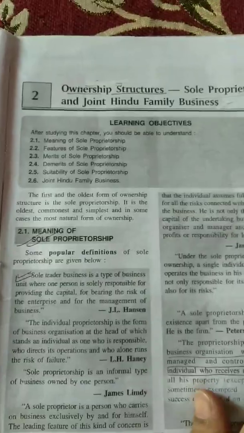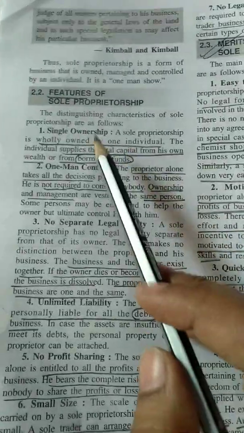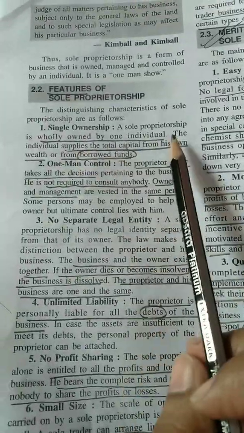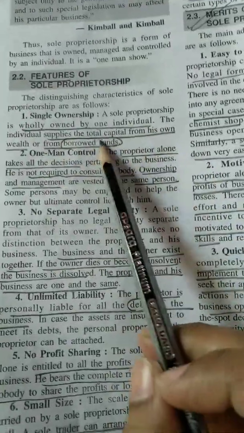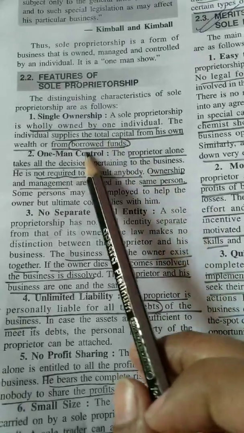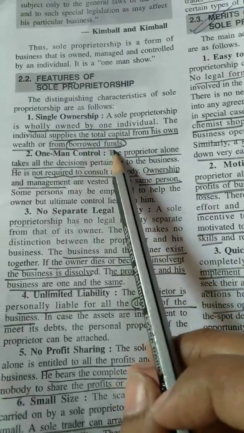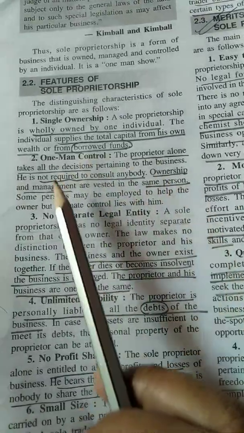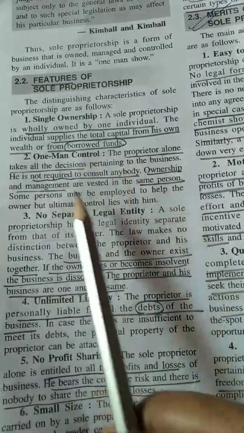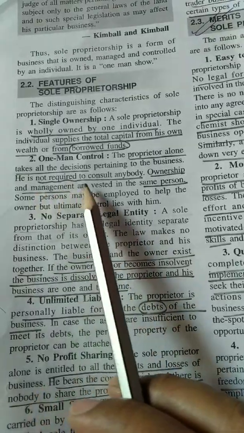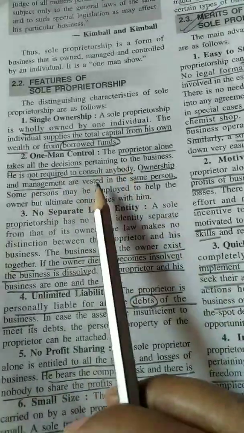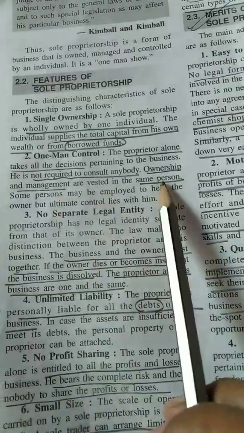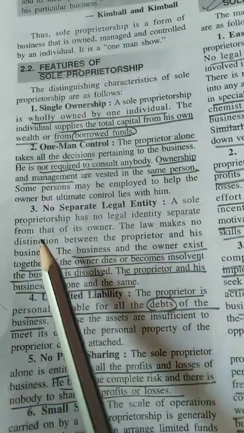Coming to the features or characteristics of sole proprietorship. Single ownership: it is owned by a single individual. He has to bring his capital and he can also bring borrowed funds. Borrowed funds, I told you, he can take a loan. One man control: only one person has control over the whole business. He is not required to ask anybody or consult anybody. Alright, so he will be the owner and he will manage his business.